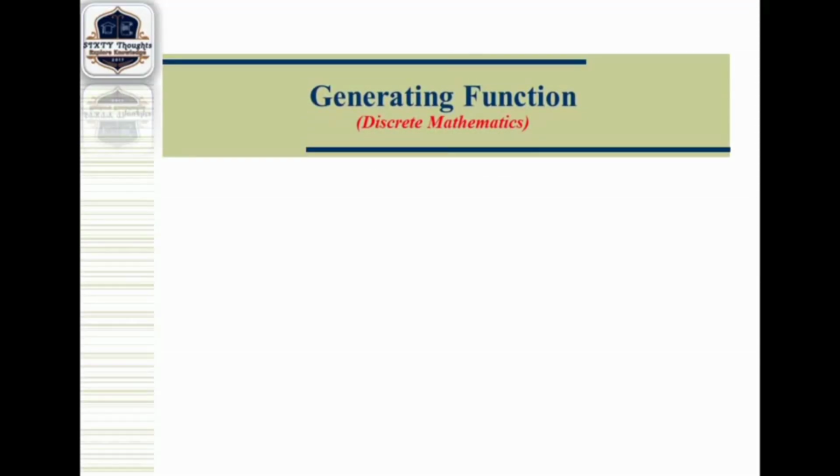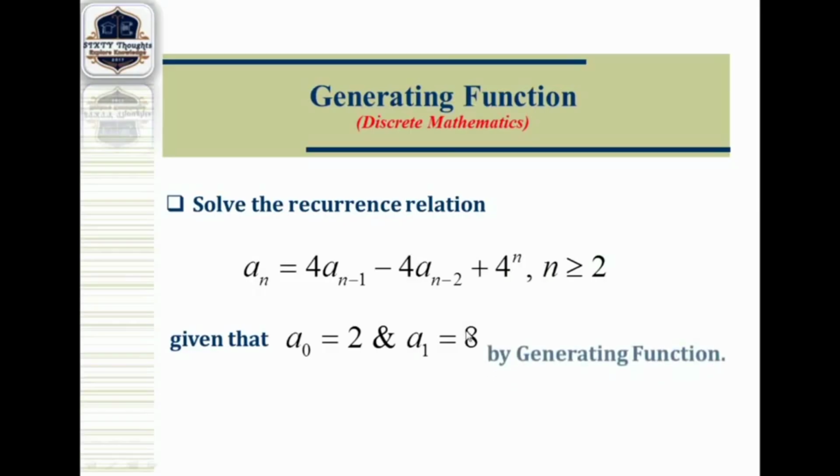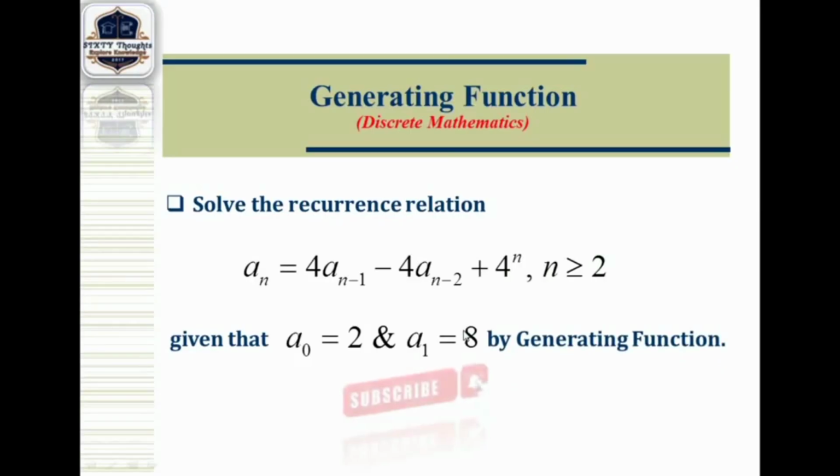Today we are going to solve one problem based on generating function. Solve the recurrence relation a_n = 4a_{n-1} - 4a_{n-2} + 4^n, n varies from 2 to infinity, and also given that a_0 = 2 and a_1 = 8, by using generating function.